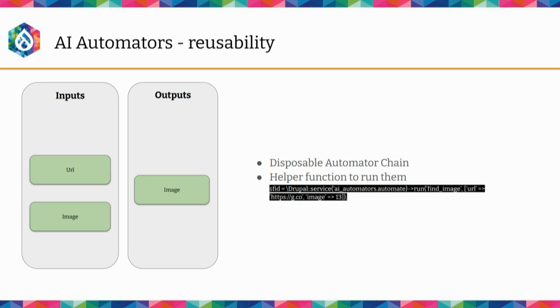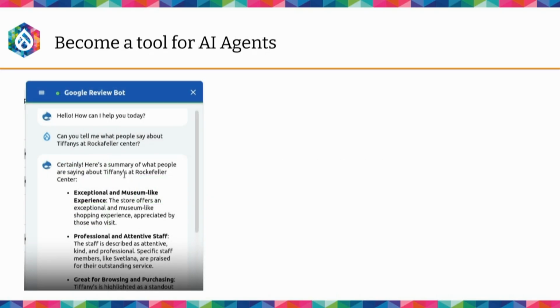So if you set up a chain like this, you can just run this line of code, and you put in, in this case, the URL and the image ID, you get the image ID out, which image was the closest to it. So any kind of chain you set up, you can run like this if you want. And this is, of course, interesting because that means that we can start reusing it in other places.